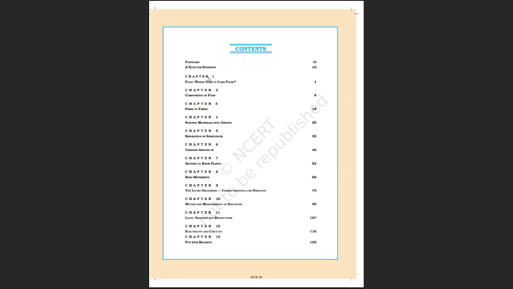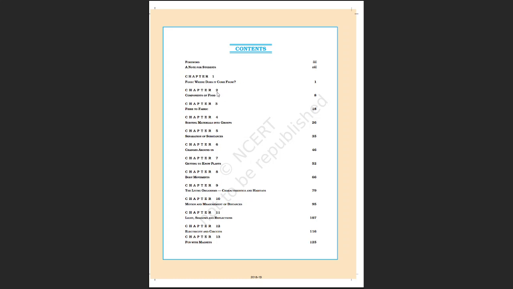So let us start. Our chapter 1 is Food, Where Does It Come From? It means the food we eat daily, where is it coming from, whether it's plant food or animal food, and the different parts of the food.